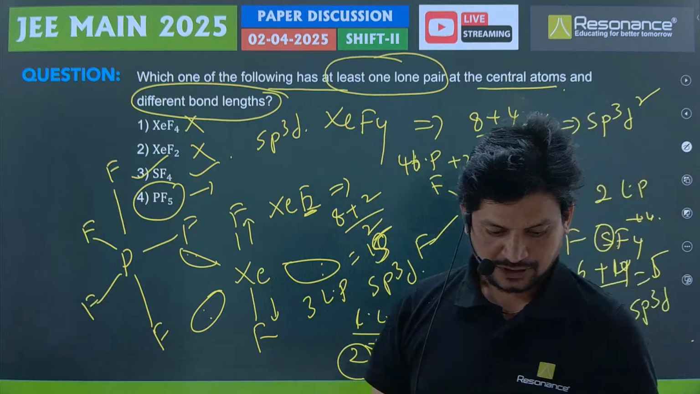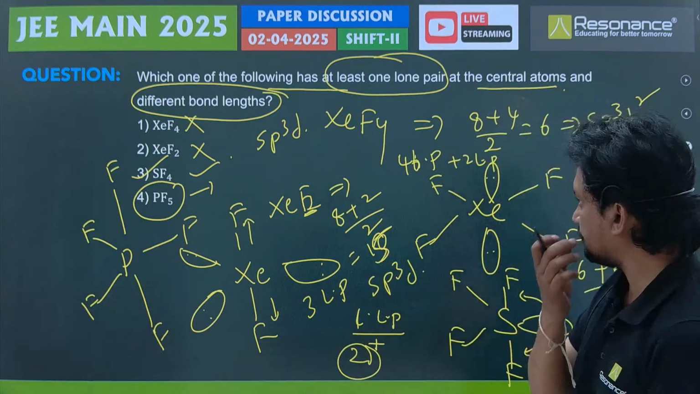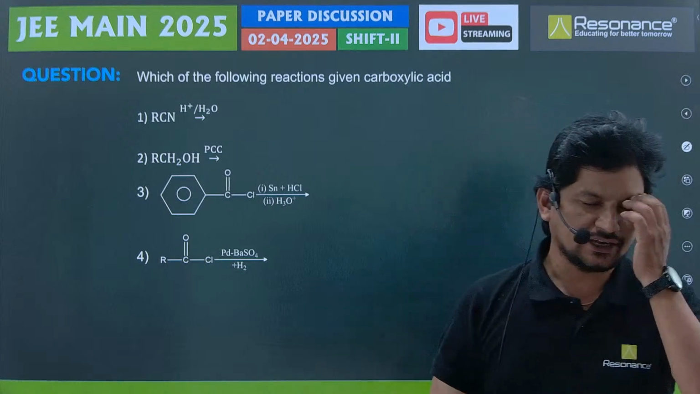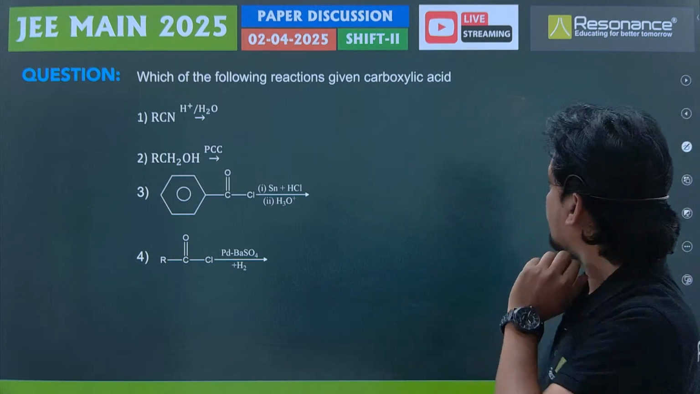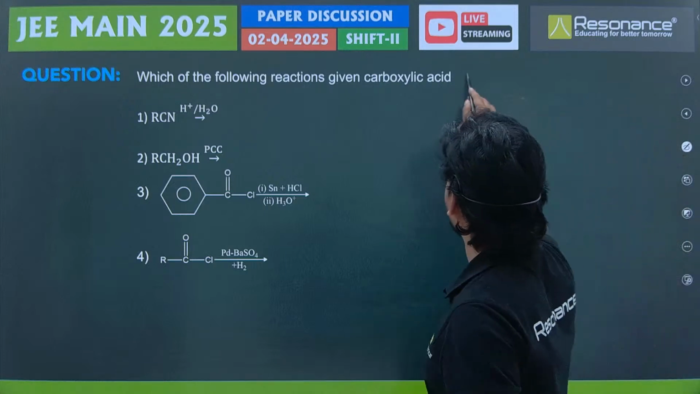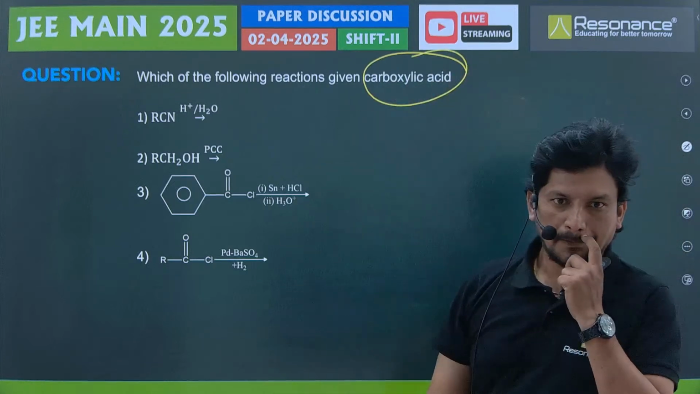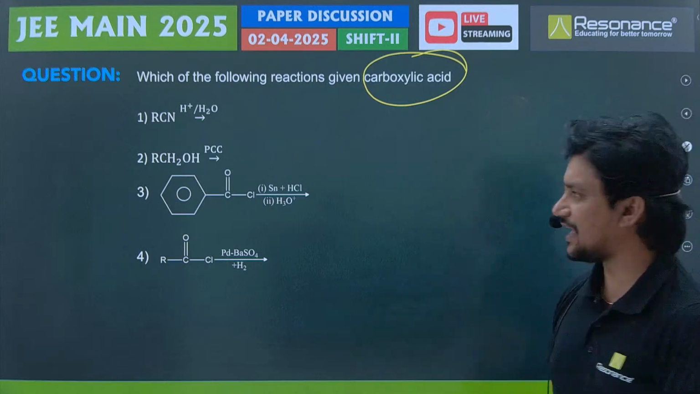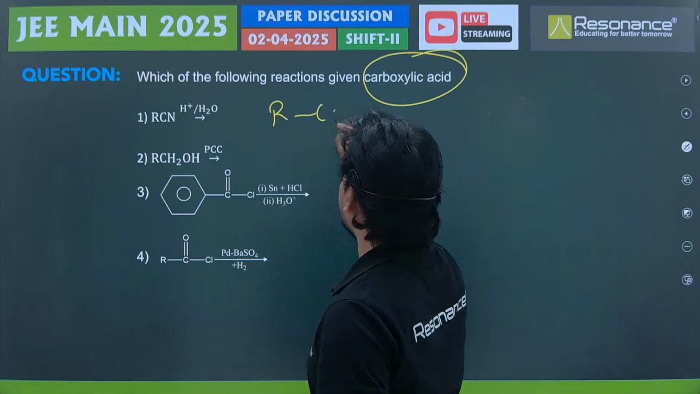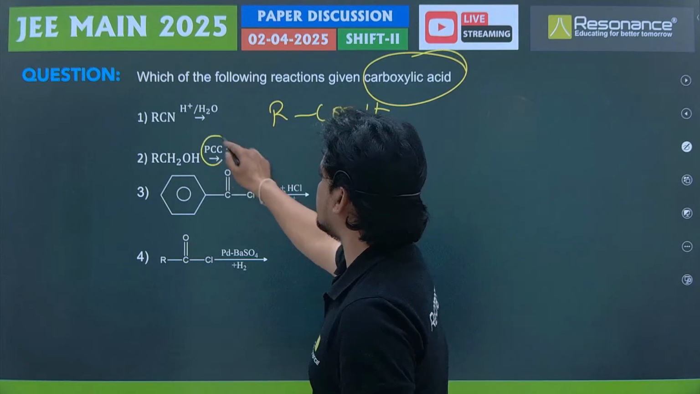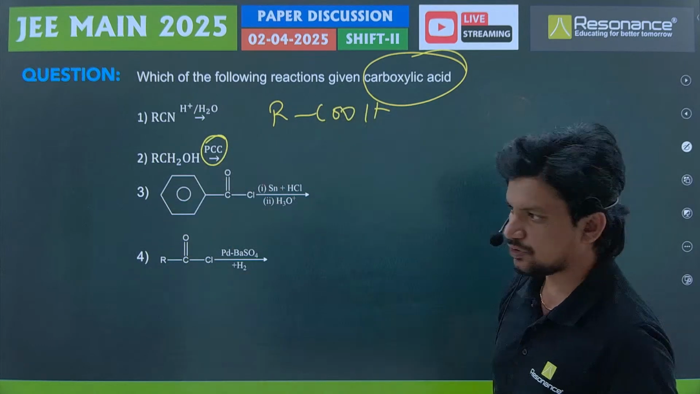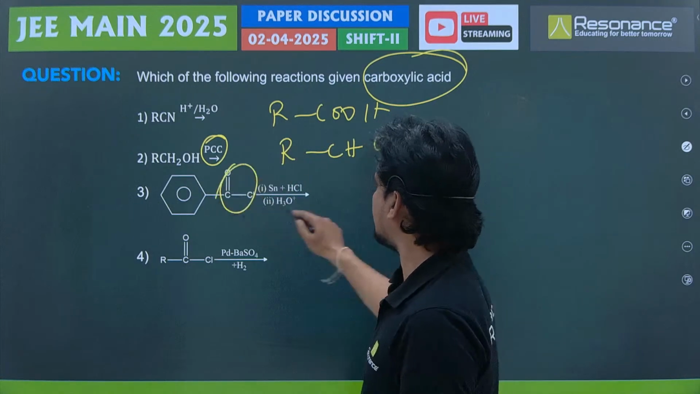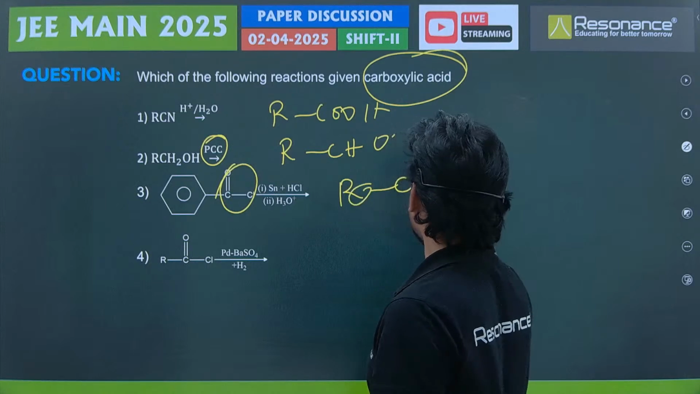Right, now let us move to the next question. It's a very simple question from organic chemistry. What is the question? Which of the following reactions gives the carboxylic acid? Cyanides upon acid hydrolysis give the carboxylic acid. So here we get RCOOH. PCC, a mild oxidizing agent, pyridinium chlorochromate. Then what do you get? Aldehyde. Here also you get aldehyde, benzaldehyde.